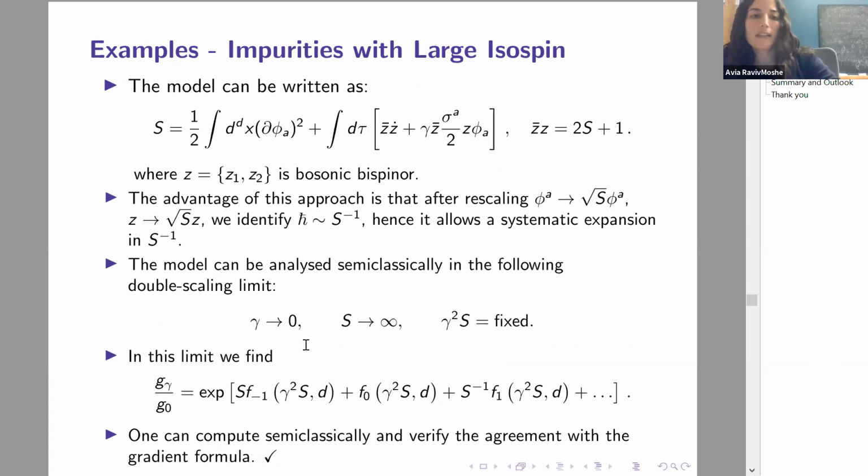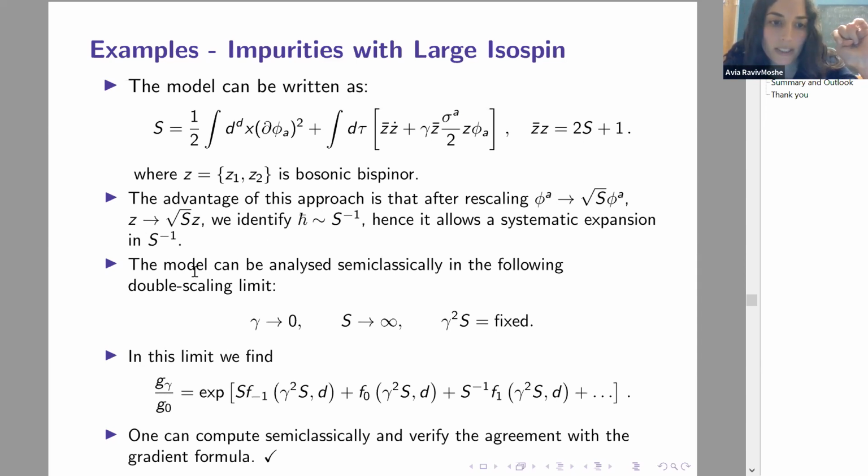So one can show that this model can be written by the following expression. Here I introduced a Z, which is a bosonic bispinor. It has 2 complex components, and it must satisfy this constraint in order for the 2 models to be equivalent. Now, the advantage of this approach is that after we do a rescaling of the field, we take phi a to be square root of S times phi a, and we take Z to be square root of S times Z, then one can identify S to the power of -1 as playing the role of h bar, meaning that we can do a systematic expansion in negative powers of S.